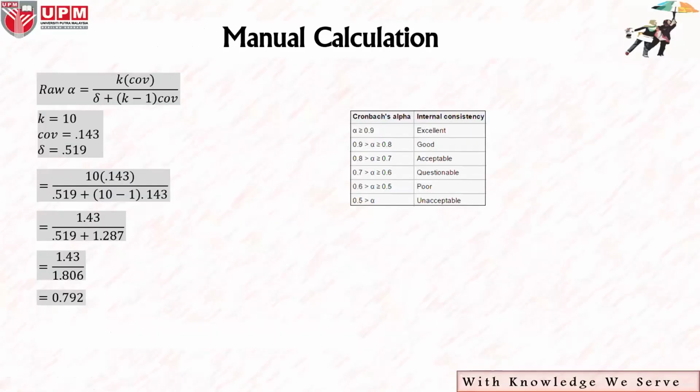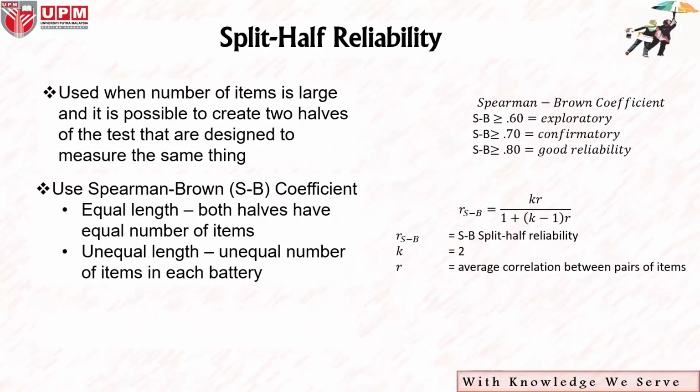Okay, so this is the manual calculation. The next method is split half reliability. Split half reliability we use when the number of items is too large and it is possible to create two halves of the test that are designed to measure the same thing. Maksudnya item kita tu terlalu banyak, for the individual construct, not for the overall. For example, to measure job performance, you have 60 items solely for job performance.